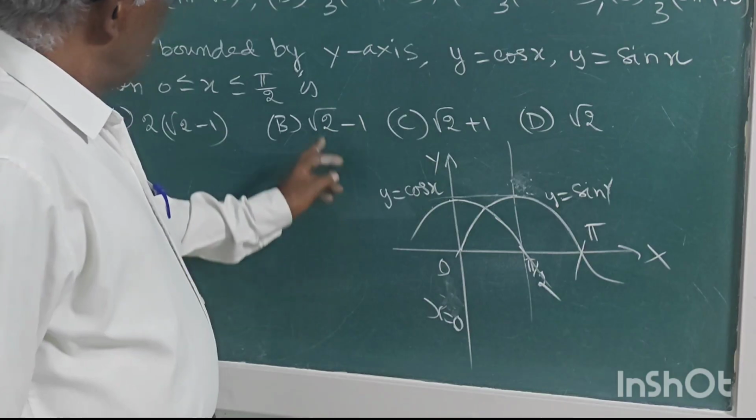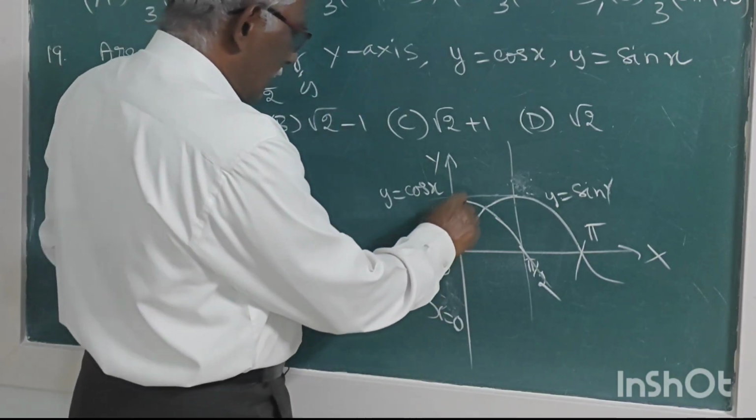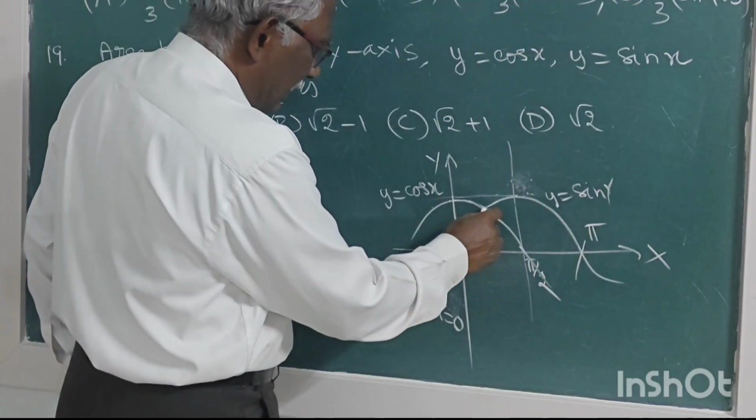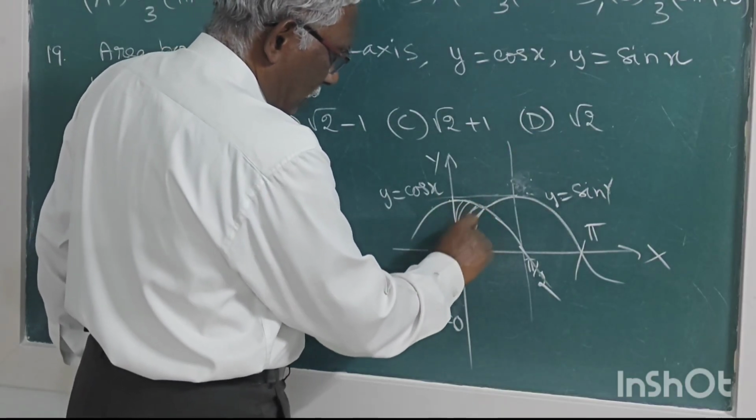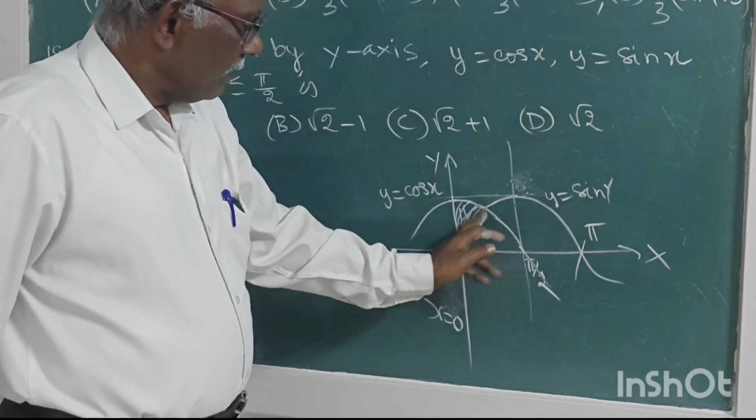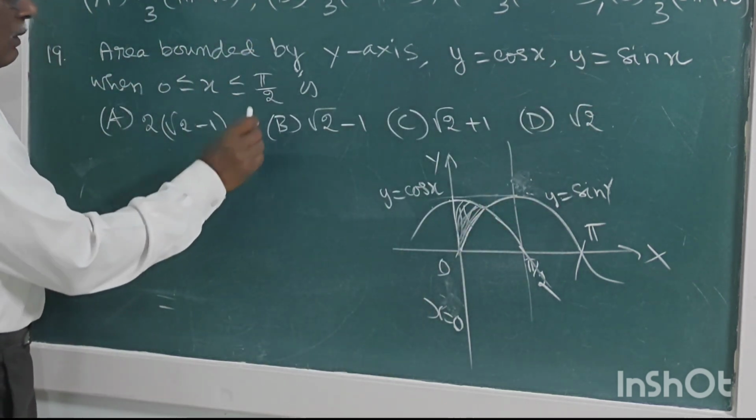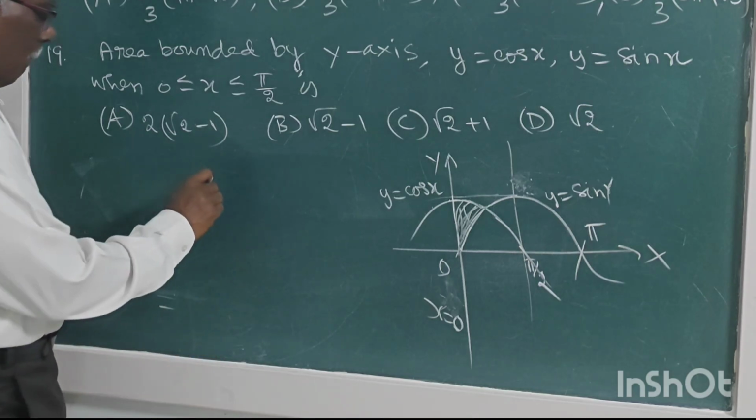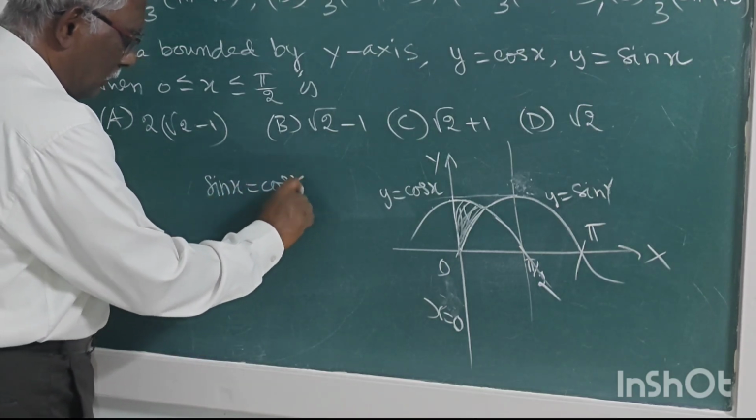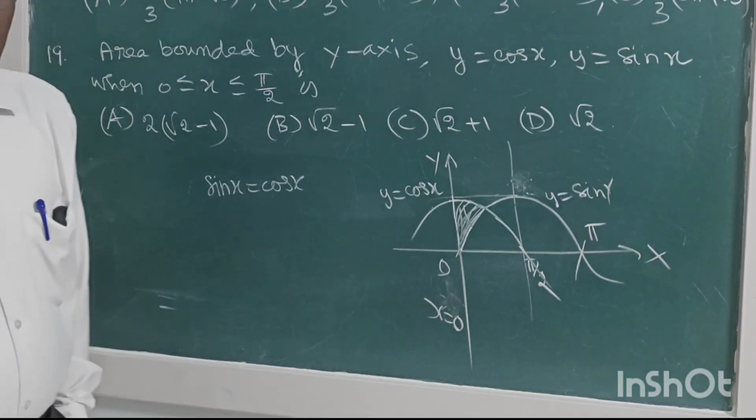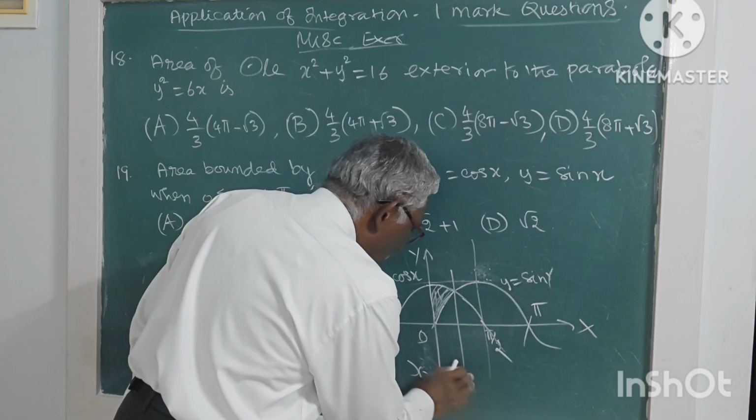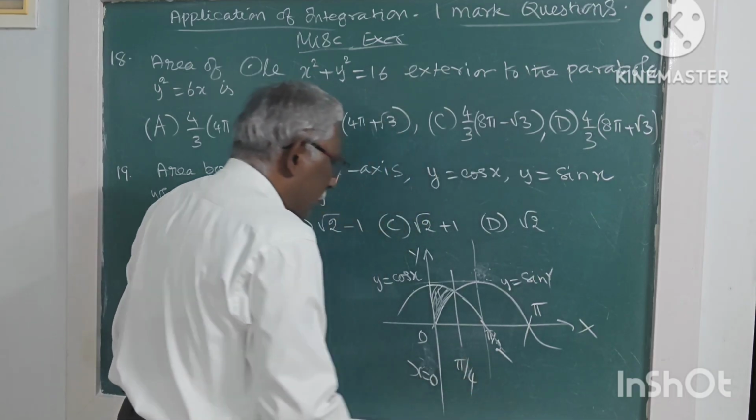And we have to find the area bounded by the y-axis, y is cos x and y is sin x. So this area we have to find. That means we have to solve these two equations to get the intersection point. Y is cos x, y is sin x, so sin x is equal to cos x. We know that sin 45 is 1 by root 2, cos 45 also 1 by root 2. So this is nothing but 45 degrees, pi by 4.